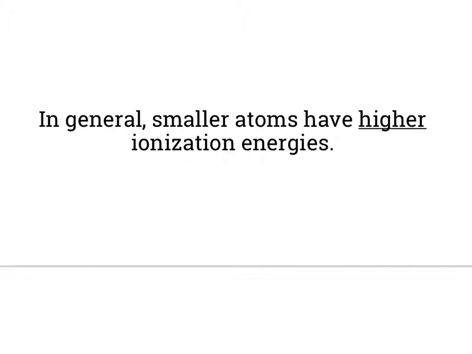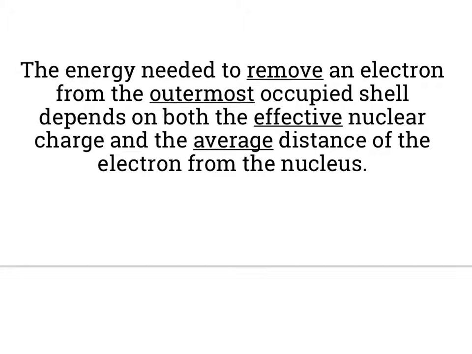So, in general, smaller atoms have higher ionization energies. Basically, the electrons are closer to the nucleus, so they can hold on to them stronger. So, keep that in mind. The energy needed to remove an electron from the outermost occupied shell depends on both the effective nuclear charge and the average distance of the electron from the nucleus.